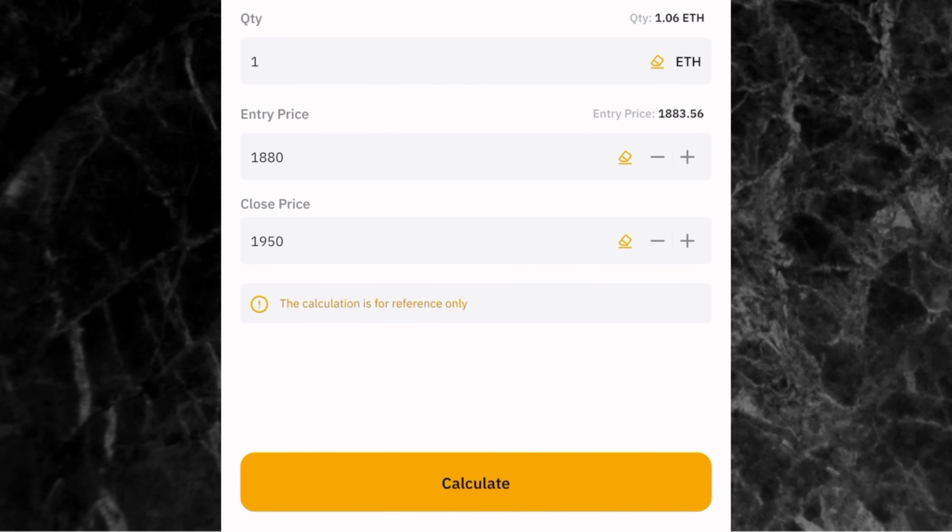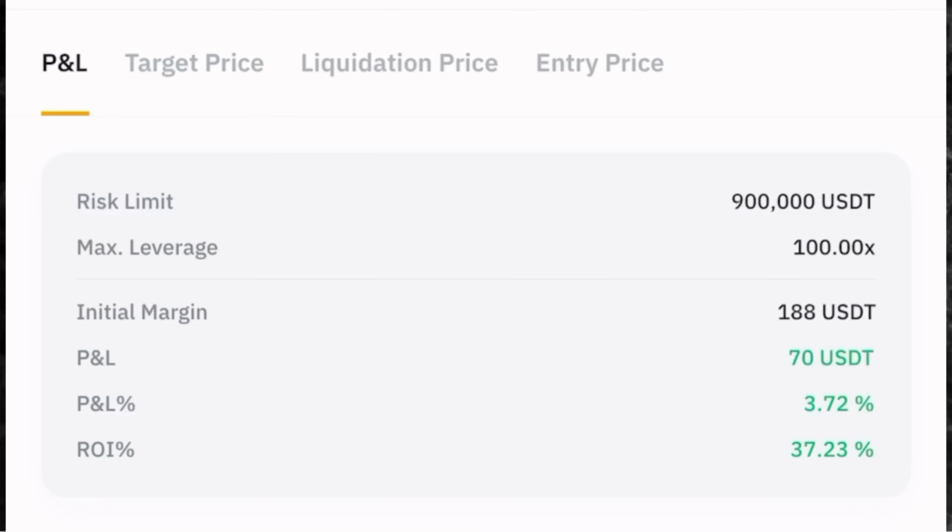So if I tap on calculate right here, at the top of the screen, you'll see your initial margin, which is 188 USDT. The initial margin means the amount you will be dropping from your own wallet. That's the meaning. And the P&L is 70 USDT, and you'll be making 37% ROI. So you can see it will show you the amount of P&L you'll make if you enter at a particular price and exit at a particular price. So let's say before you enter a trade, you want to calculate what you'll make or what you will lose. You can use the P&L to do that.